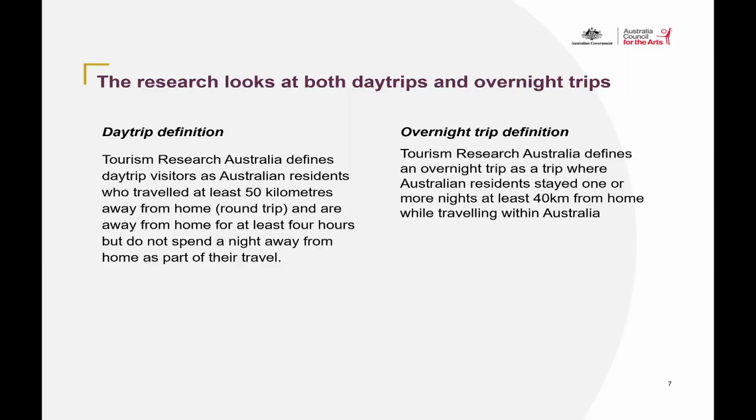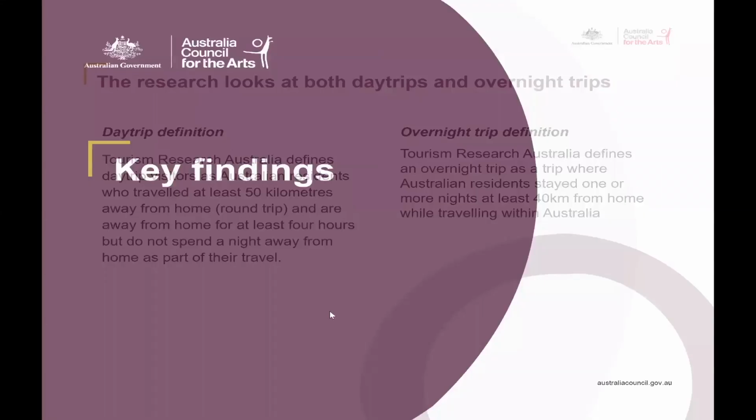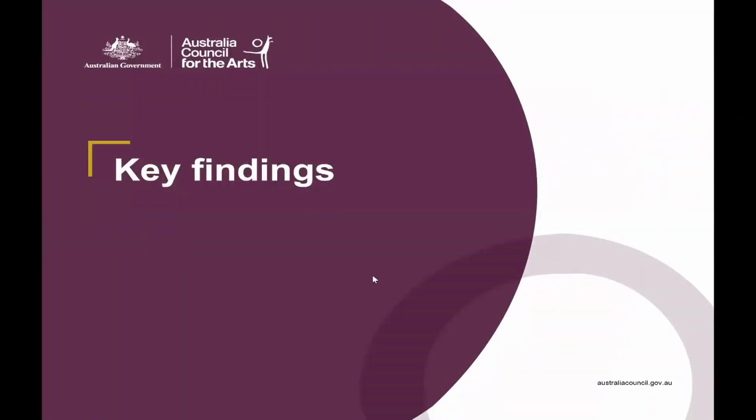Australians travelling on day trips are likely to go to destinations closer to their home, given the limited time that day trips afford. Whereas overnight trips are taken by Australians wanting to stay longer at their destination or who may be visiting a destination that is further away from their home. These trips are defined as a trip where Australian residents stayed 1 or more nights at least 40 kilometres from home while travelling within Australia. So that's the brief background of the research.